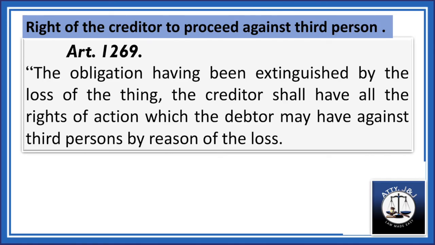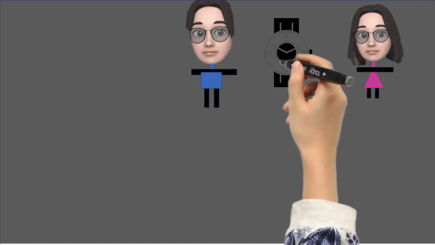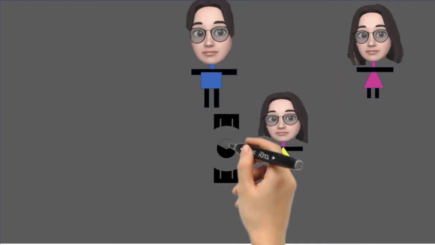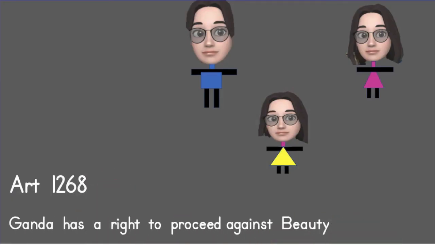Eto, example na tayo. Para matapos na rin. Pogi is obliged to deliver to Ganda a specific watch, okay? Pero itong si Beauty, kinuha niya yung watch and then nawala niya at her fault, okay? Fault ni Beauty. Ang sabi ni Article 1269, si Ganda has a right to sue Beauty, okay? Bakit? The rationale for this is kasi nung nawala yung watch through the fault of Beauty, the obligation of Pogi to deliver that watch to Ganda was actually extinguished. Hindi na siya liable, di ba? Hence, he would no longer be interested to go against Beauty. And so, to protect the right of Ganda as a creditor, binigyan siya ng batas ng right to proceed against the third person, which is, in this example, si Beauty.